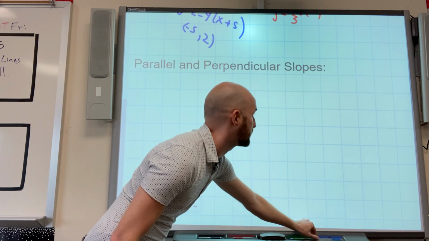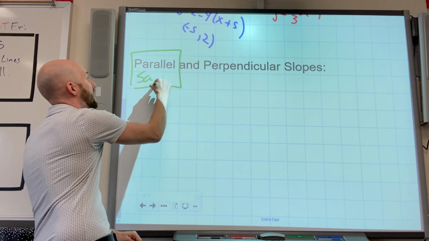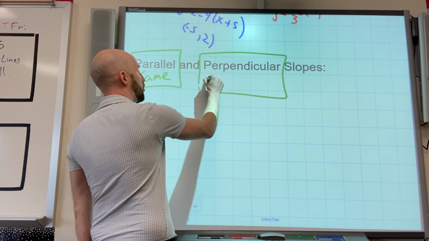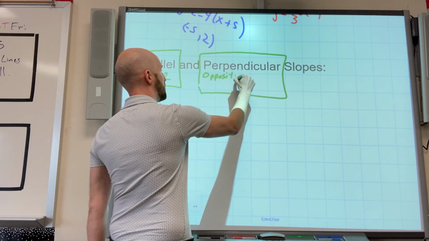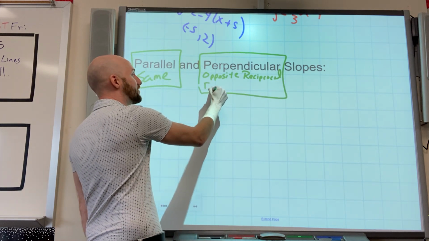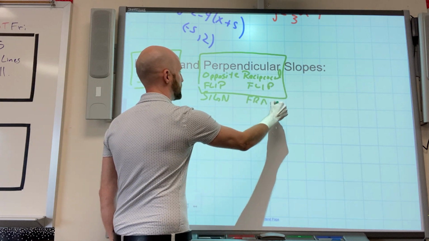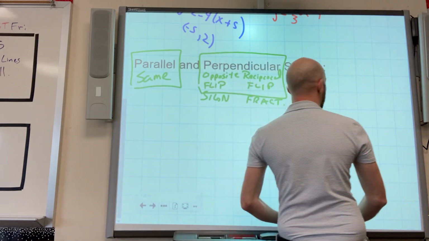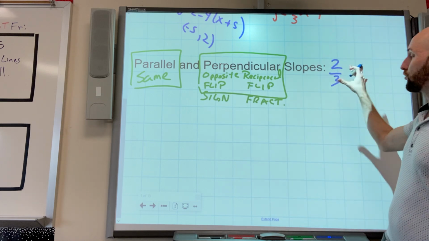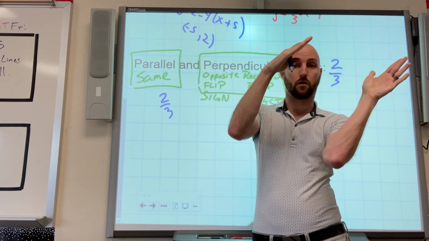Okay, what we're also refreshing today are parallel and perpendicular slopes. So parallel means that they have exactly the same slope. Perpendicular, the technical math term is called an opposite reciprocal. And what that means is basically flip the sign and flip the fraction. So, for example, if I told you that the slope was 2/3, the parallel slope would also need to be 2/3, right? They both go up and over the same constantly, they're not going to cross.